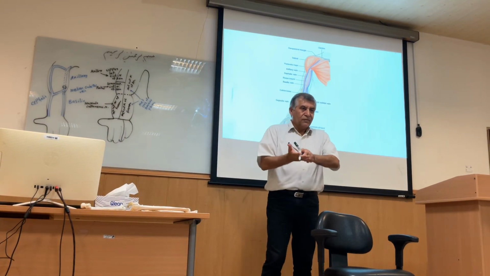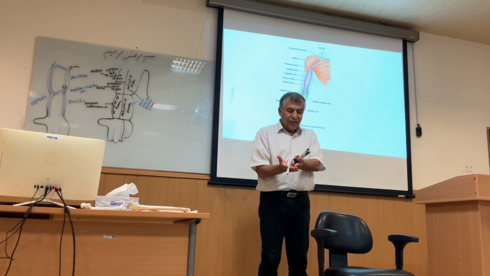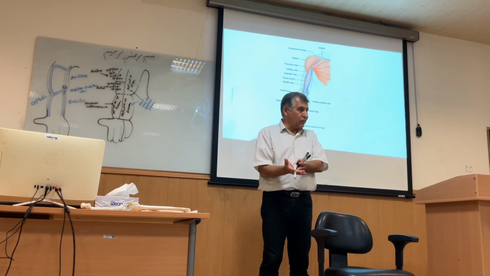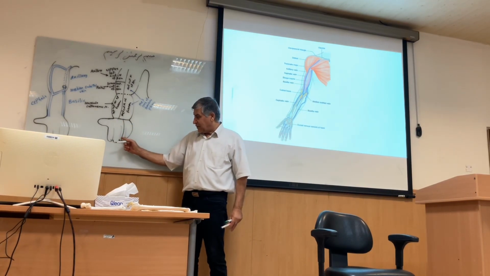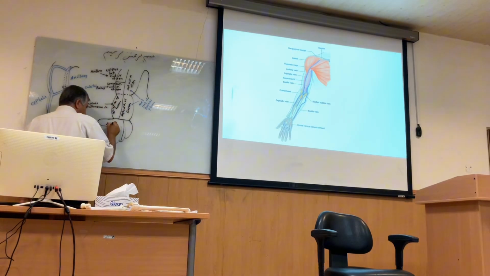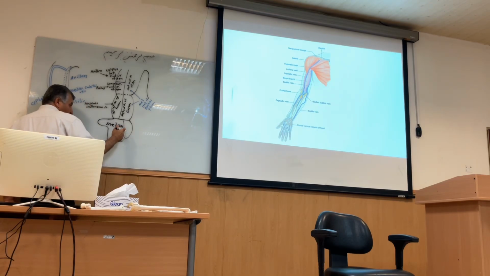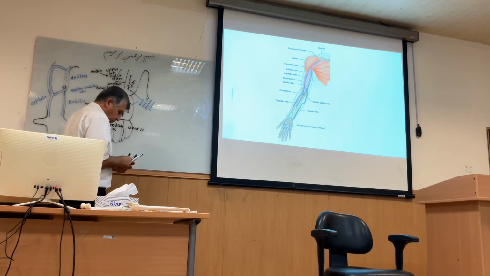One and a half lateral fingers: thumb, index, middle, and lateral side of ring finger, are innervated by median nerve. One and a half medially are innervated by ulnar nerve. Median nerve and ulnar nerve. Okay?